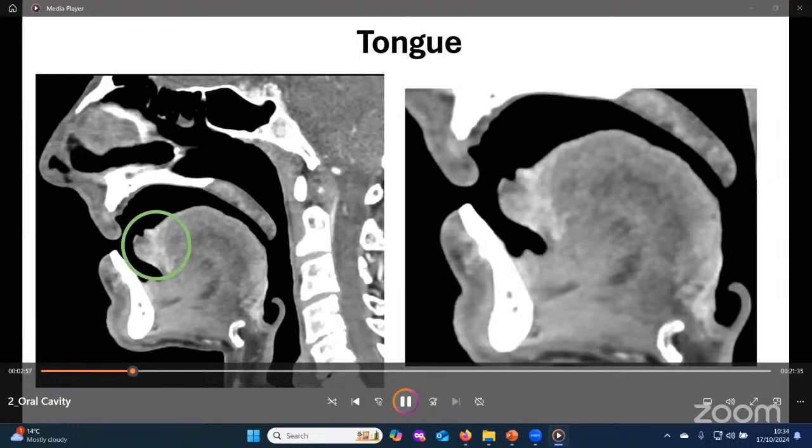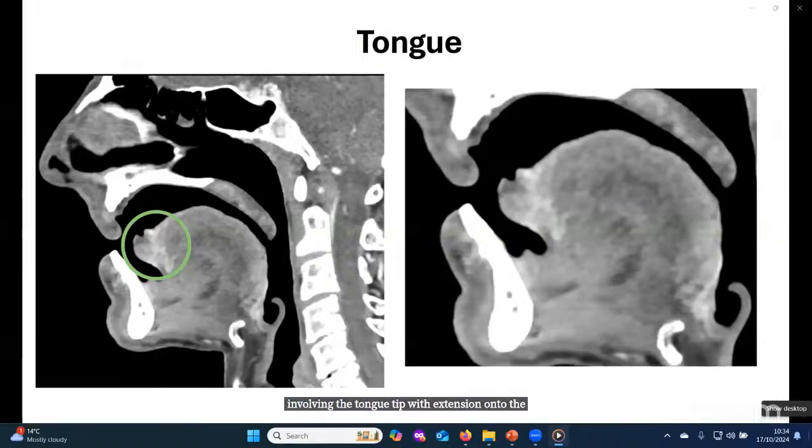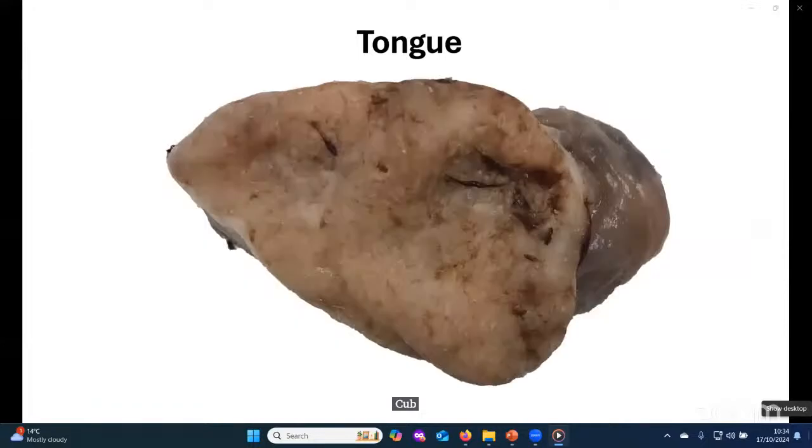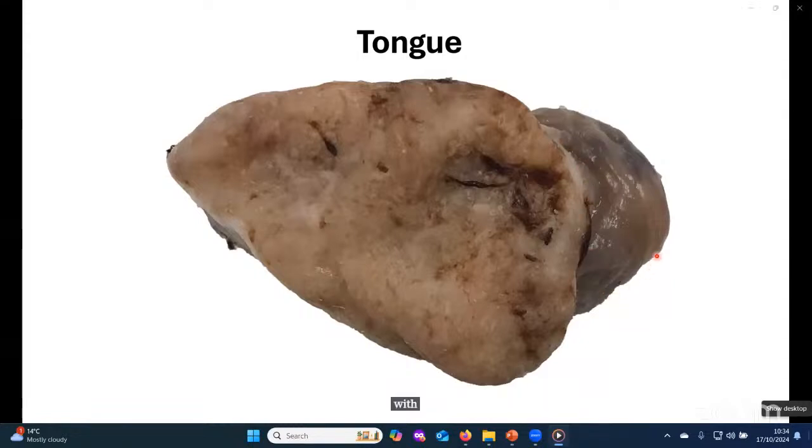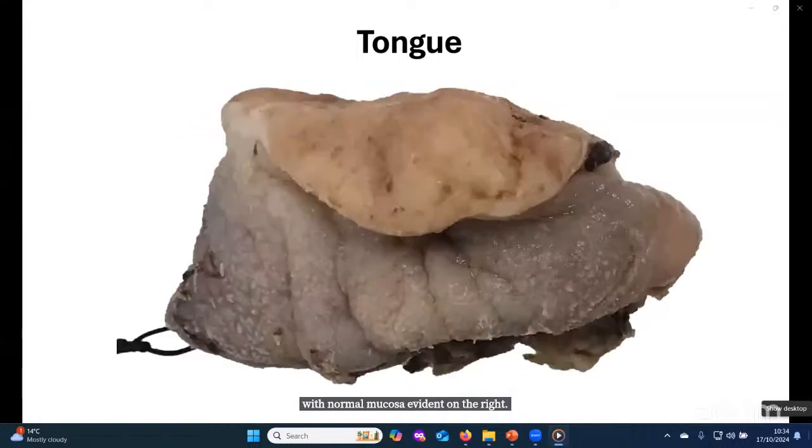Highlighted in green is this enhancing tumour mass involving the tongue tip with extension onto the right lateral border. Clinical staging is heavily influenced by radiology, and this right image and the red arrow indicates the radiological assessment of tumour depth. This is the partial glossectomy of that case, and you'll appreciate the exophytic nature of this tumour with normal mucosa evident on the right side.